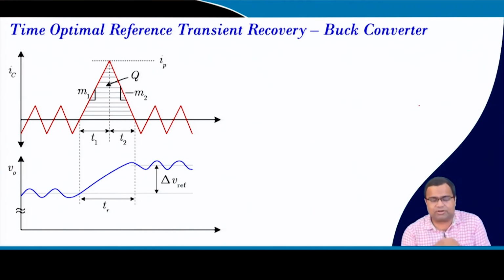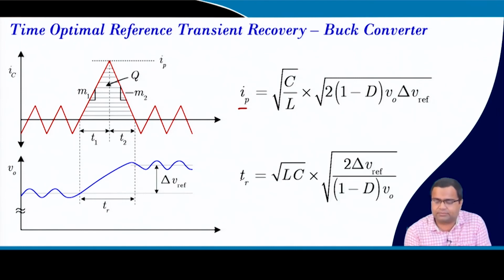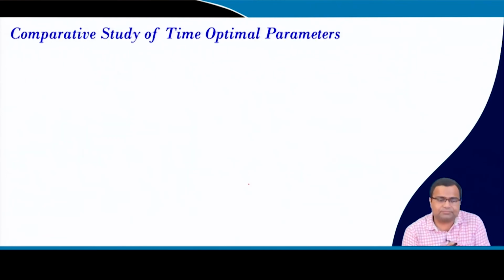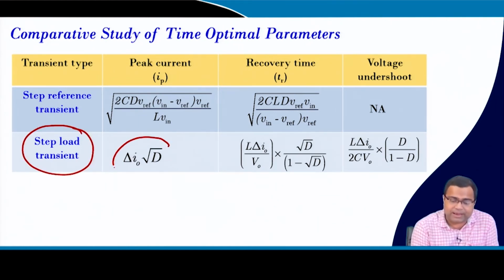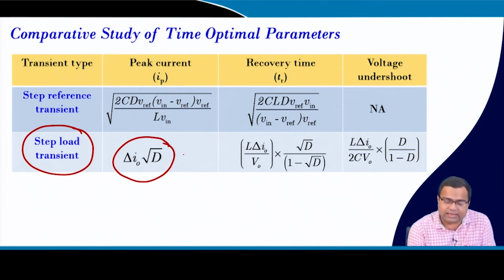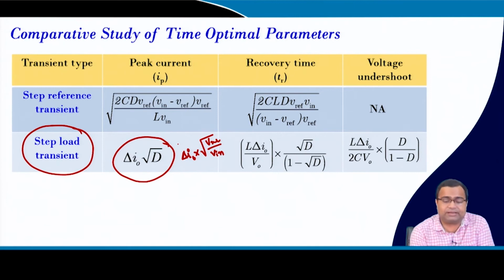So, we talked about load transient recovery, now we are talking about reference transient recovery. In reference transient, we have a peak current, and here the voltage has to change from Vref to Vref plus delta Vref, and we have discussed the peak current and recovery time, these two are the parameters that we are going to discuss. And if you compare the time optimal parameter, if you take the load step transient, we saw the peak current is basically delta I0 into D, where D is Vref by Vin, right. And you saw at higher input voltage it was so low, but at lower input voltage it was very high. But if you take the peak current for the reference transient, you see it is a function of capacitor, it is a function of inductor, it is a function of delta D, actually delta D.